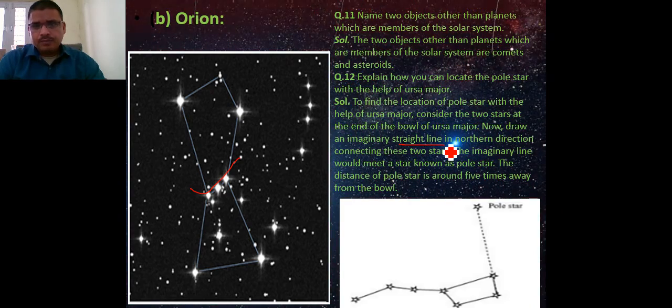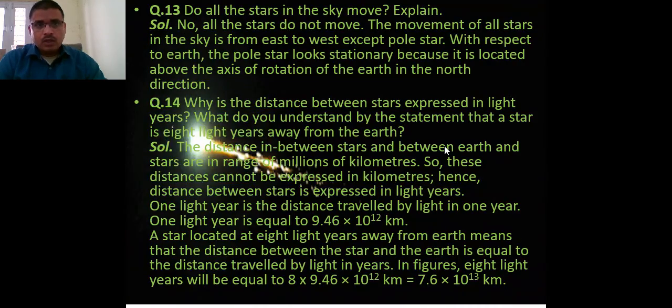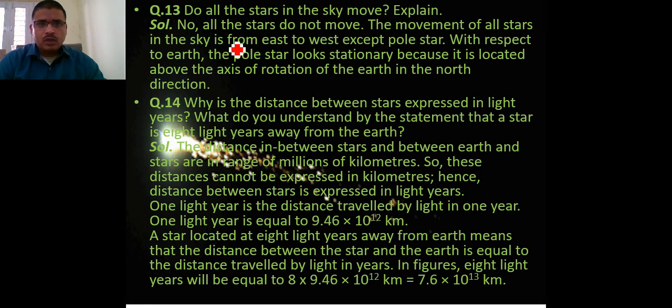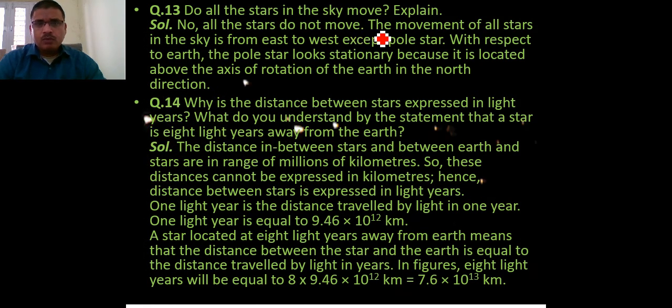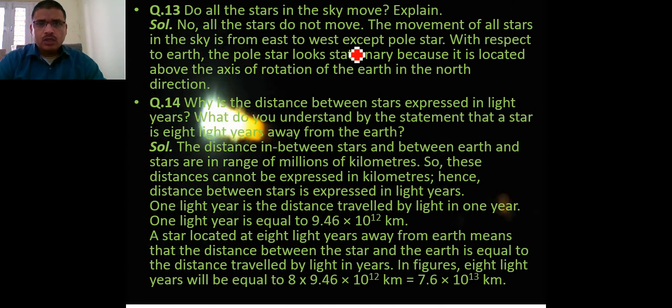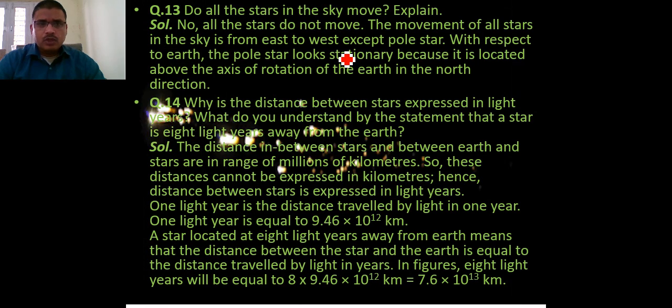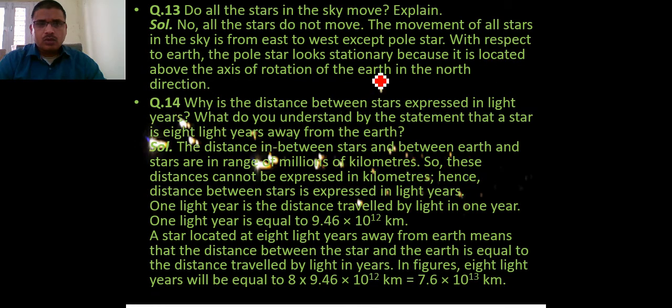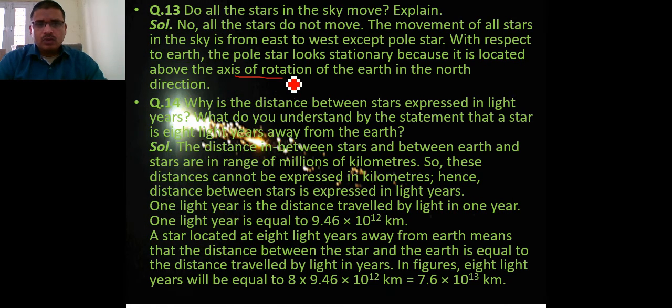And do all the stars in the sky move? Explain. No, all the stars do not move. The movement of all the stars in the sky is from east to west except the pole star. With respect to Earth, the pole star looks stationary because it is located above the axis of rotation of the Earth in the north direction.